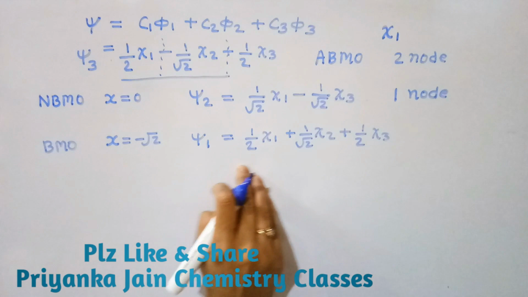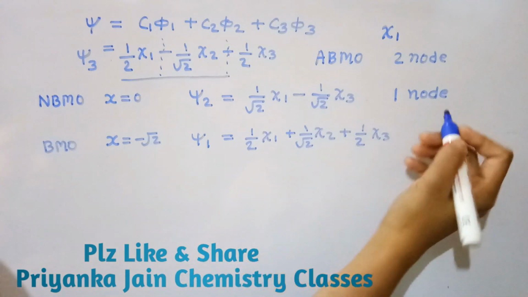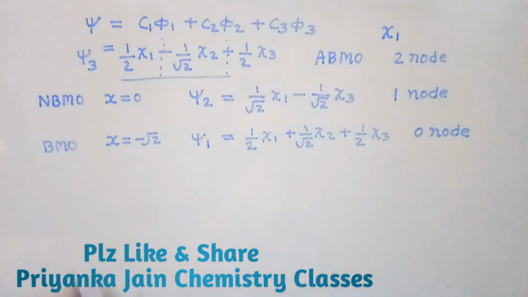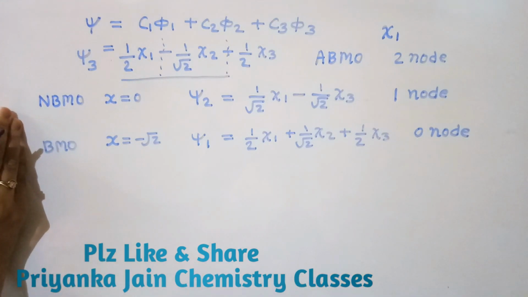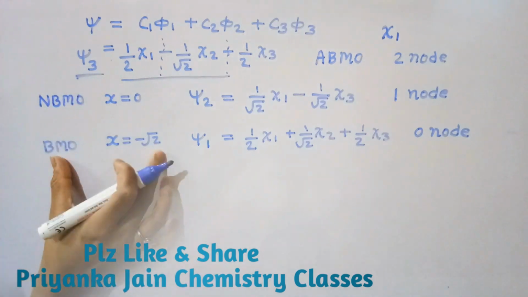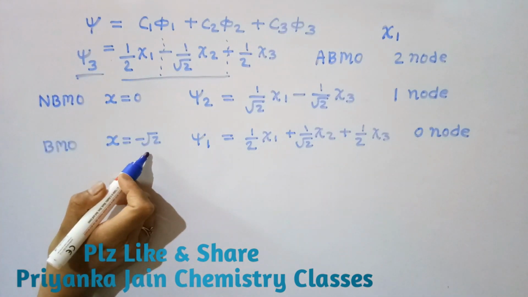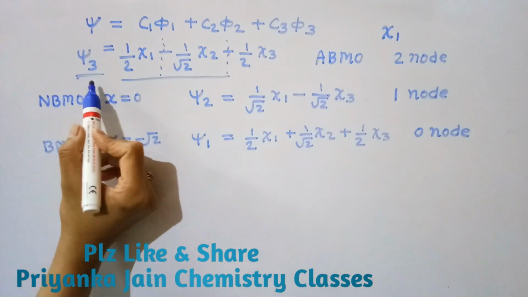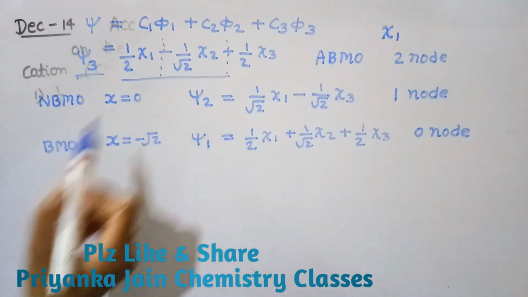Now you can see here there is no change of sign, it means there is 0 node. So this is for the bonding molecular orbital. These two are not asked in the question paper. We have not given this one, we have asked only this one. Okay, this is not asked in the question paper. I am giving you this for your better understanding. Okay, in the question we have asked only this wave function.